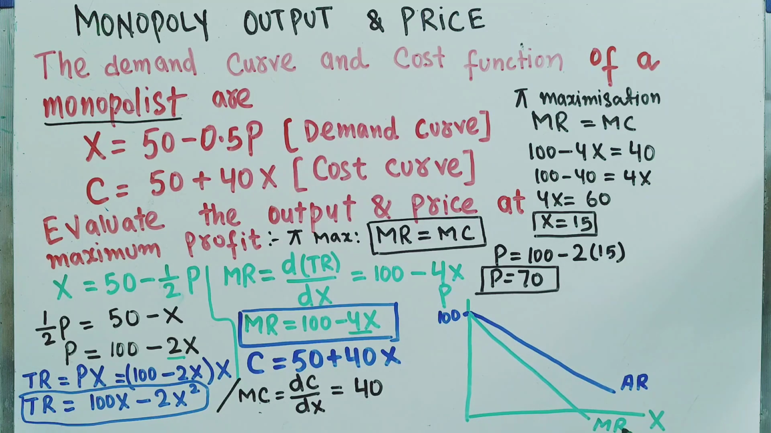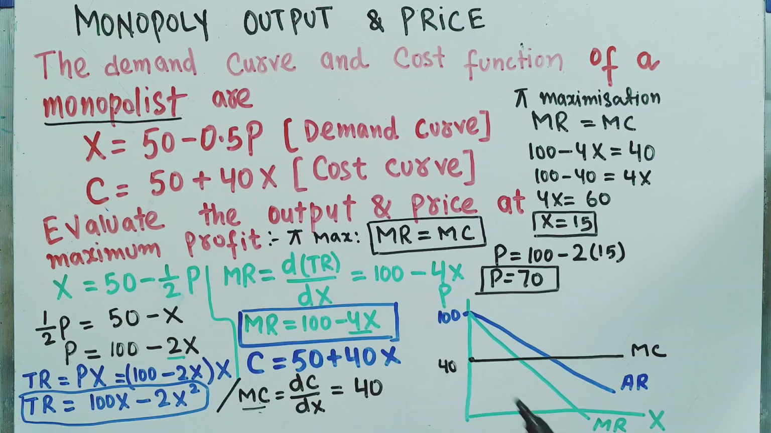And what's marginal cost? Marginal cost is constant here. So let's draw it here. Let us suppose marginal cost is equal to 40. So let me write it here. This is our marginal cost function.